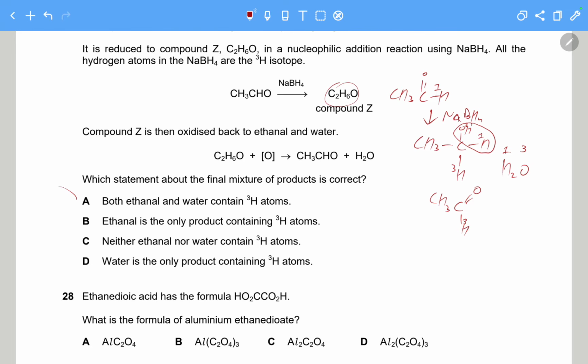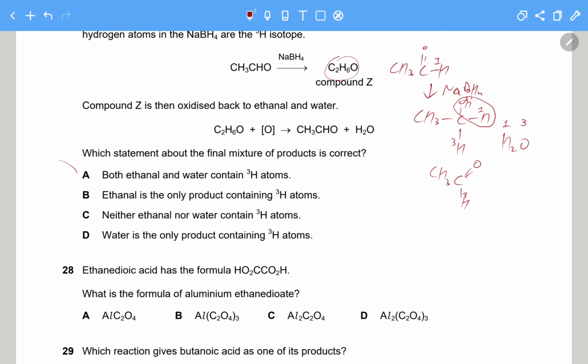Let's look at the other ones. Ethanol is the only product containing tritium atoms. No, that is wrong, because as we see, water also has them. Neither ethanol nor water contains tritium atoms. Completely wrong. Both have them. Water is the only product containing tritium atoms. Again, no, both of them have tritium atoms. A has to be the correct answer.